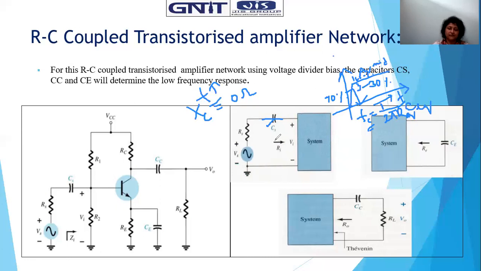We will find what the cutoff will be, what the effect of CS, the effect of C, and the effect of CC will be. That means we try to get the lower cutoff frequency with respect to CS, with respect to C, and with respect to CC. Among these three, which one will be the highest? That will be the lower cutoff frequency of the transistor-based amplifier.